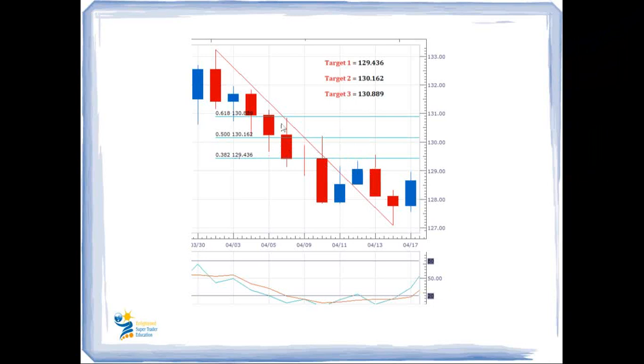Okay, so here, the 38.2 was also 62%. This is what we call the confluence of Fibonacci's, right? Where it is not a specific number, there would be a range of where the numbers are going to be. So 129.43, the odds and probability of about 99.9999% that it's going to go there is highly probable.